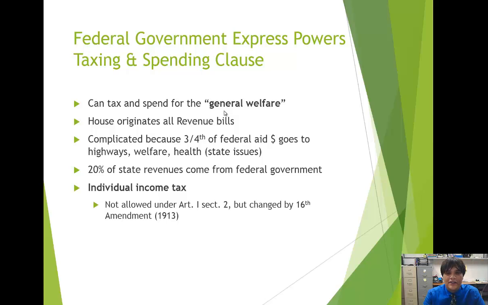A little bit about individual income tax. Individual income tax was not allowed under Article 1, Section 2 in the original Constitution, but it was changed by the 16th Amendment. The 16th Amendment granted the federal government the power to raise individual income tax. So it didn't really grant them a new power necessarily. It kind of held up under the taxing and spending clause. Unlike the 14th Amendment, which granted them a brand new power, the 16th Amendment allowed them to continue a new form of taxing and spending, essentially.